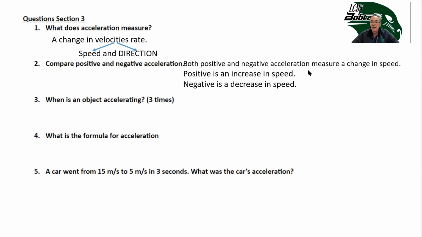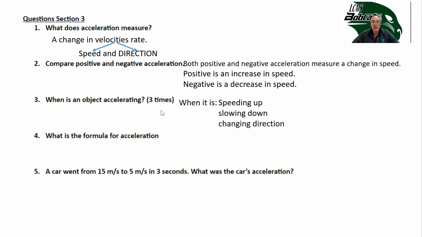Both positive and negative acceleration measure a change in speed. Positive would be an increase in speed, and negative would be a decrease in speed. So again, you can be accelerating. It's negative acceleration when you're slowing down. It's positive acceleration when you're speeding up. And it's also acceleration when you're changing direction, which leads us right into question 3.